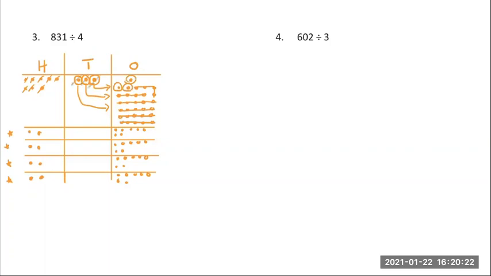I need to cross these out because I used them. Okay, so 3 left over. So we know those are going to be our remainder. Okay, in each of our groups, we have 2 hundreds, 0 tens, and 7 ones. So we know that is equal to 207.